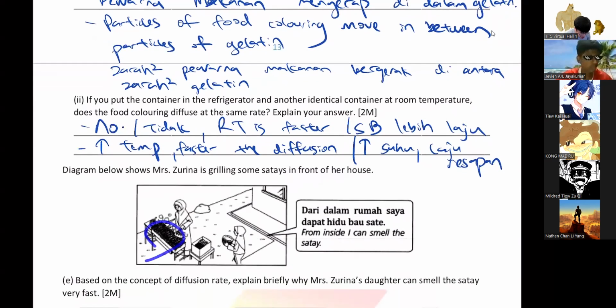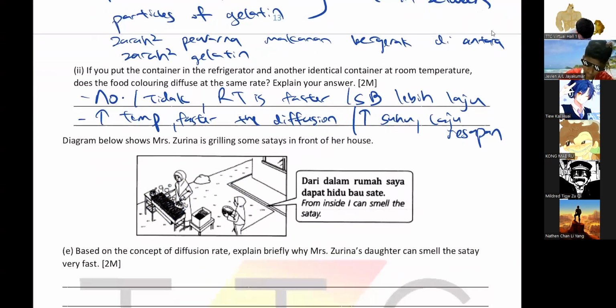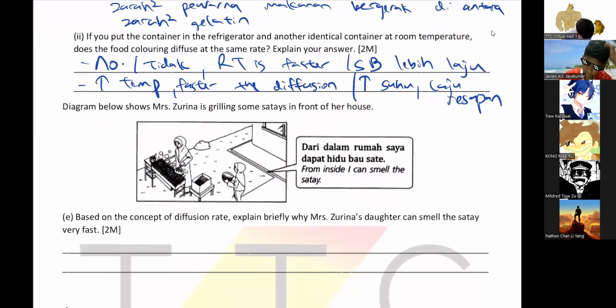This is a better example. When you make satay, because satay is hot, it will diffuse very fast. Why didn't I use this example? Anyway, you get the point. Moving on. Based on the rate concept of diffusion rate, explain briefly why Mrs. Zarina's daughter can smell the satay very fast.